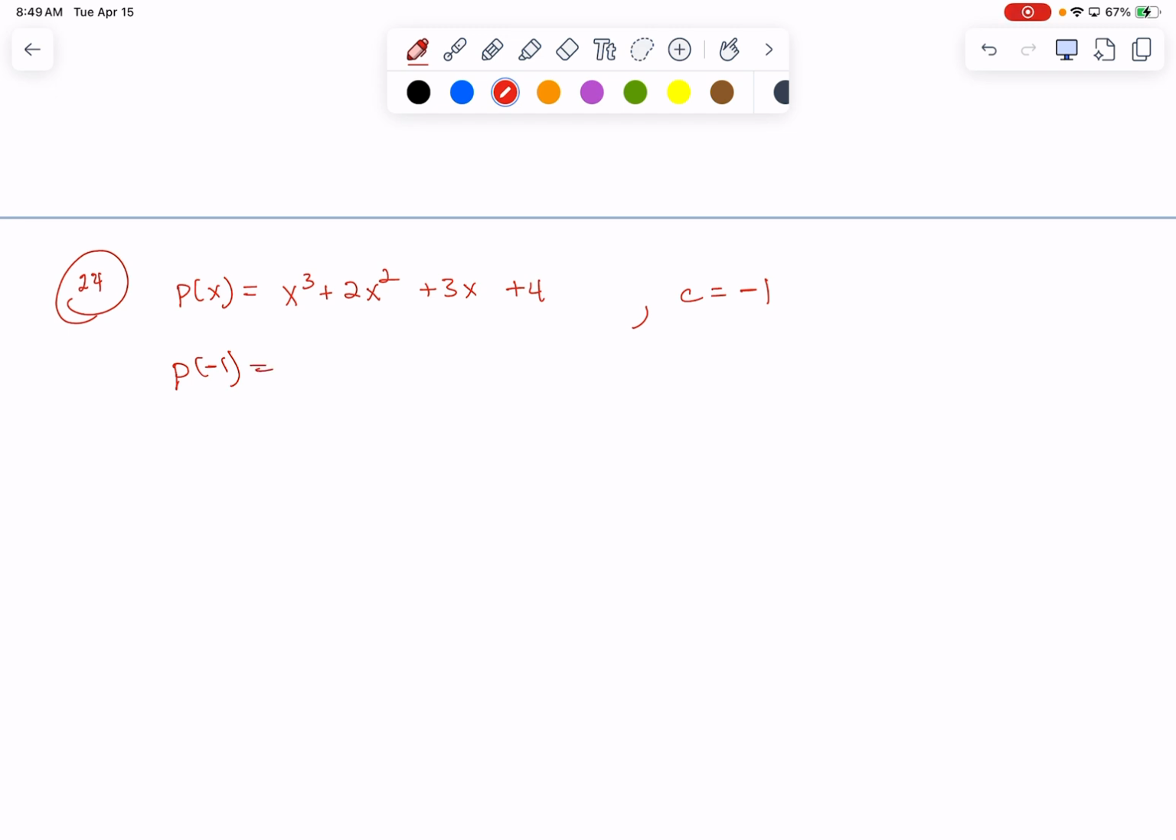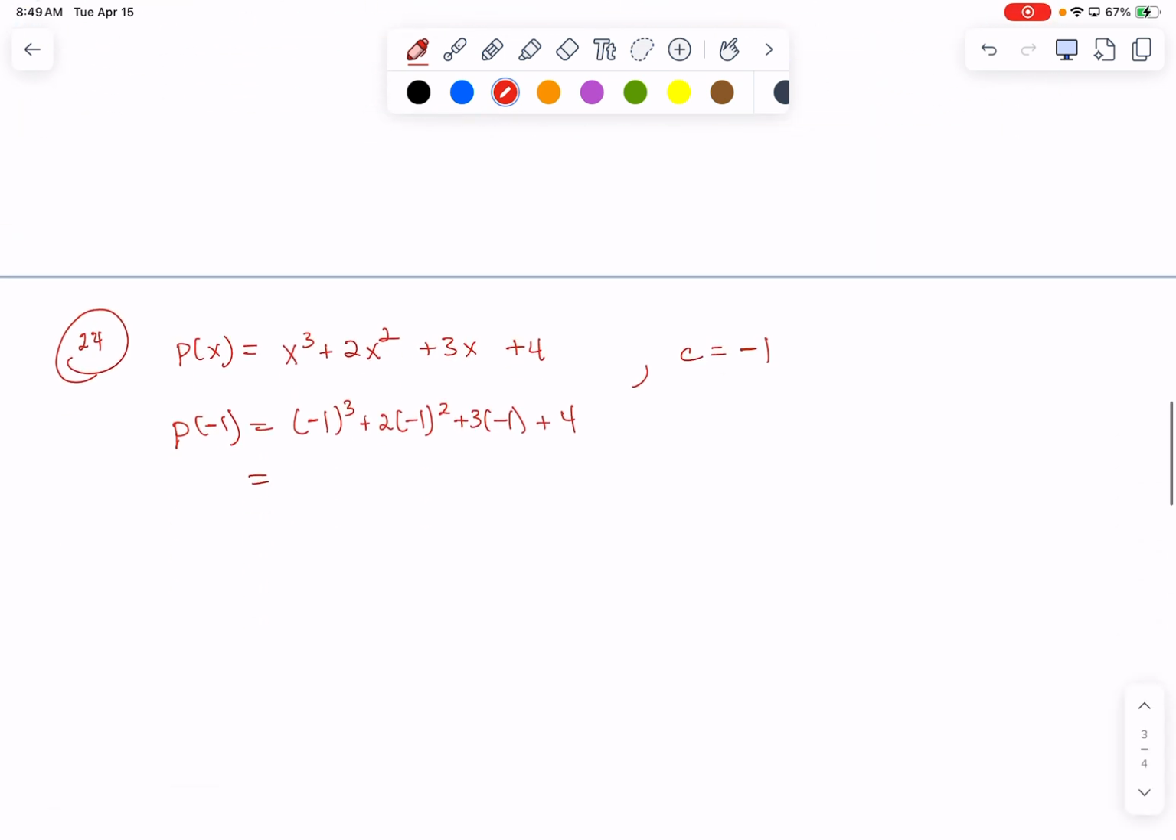Now, the old way, we could just plug it in. Don't write this down, though. The old way, you just plug it in: -1 to the third plus 2 times -1 squared plus 3 times -1 plus 4. You could probably do that, but it would be a pain without the calculator. One's not going to be terrible, but it's still not going to be fun without the calculator. Which is easier? Synthetic division, because if you put the -1 in the box, the remainder is the answer.